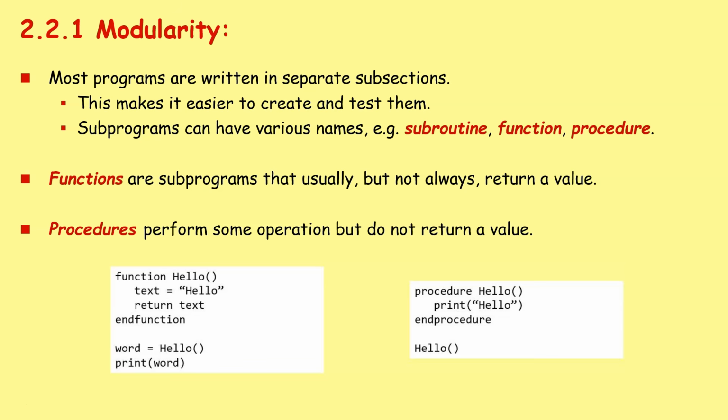Moving on, let's take a look at modularity. So most programs are written in separate subsections. This makes it easier to create and test them. These subprograms can have various names depending on the programming language that you're using. Sometimes they're called subprograms, subroutines, functions, procedures, etc. Typically in the exam we're looking at functions and procedures. Functions are subprograms that usually return a value, whereas procedures perform some kind of operation but do not return a value.